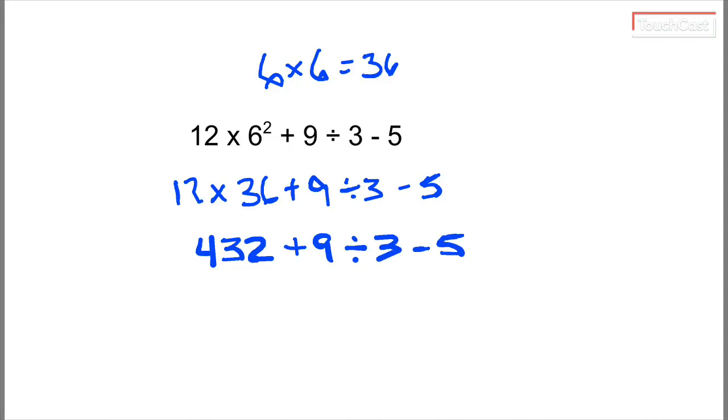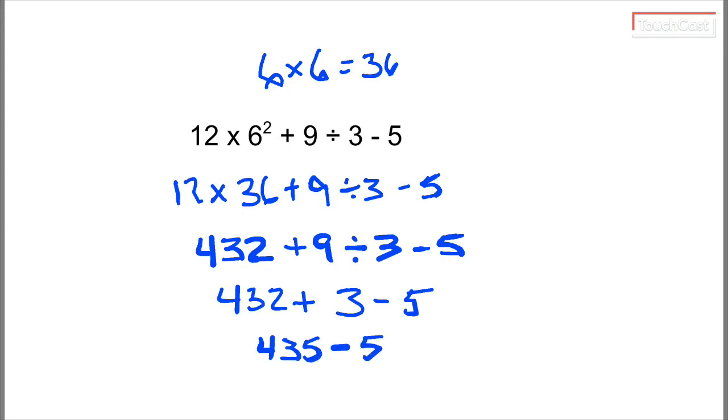Okay, we still have some division, so we have to do that first before we add or subtract. So 9 divided by 3 gives us 3. And we're going to write everything else. Now, we don't have any more multiplying or dividing, so we can move on to adding and subtracting. We have addition on the left, therefore we need to do that first. 432 plus 3 gives us 435. And we rewrite everything else. We're down to our last operation, which is subtraction. 435 minus 5 gives us 430.